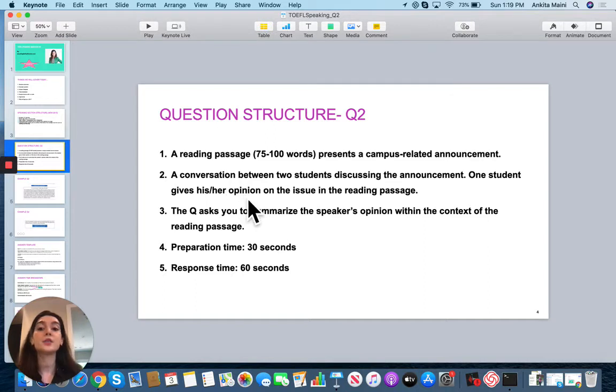Then you're going to listen to a conversation between 2 students who will be discussing that change or the announcement. But in this case, out of the 2 students, only 1 student will have an opinion on the change. So they will either agree with the change or disagree with it. Then you're going to be asked a question about what is the man's or the woman's opinion and why do they have that opinion? So explain the reasons that they give for having that opinion. Now you will have 30 seconds to prepare for your response and 60 seconds to respond.